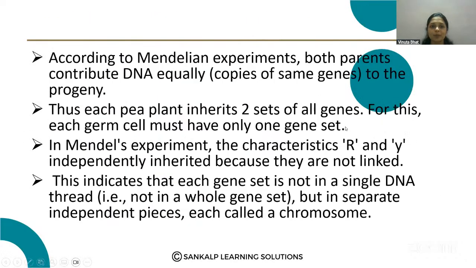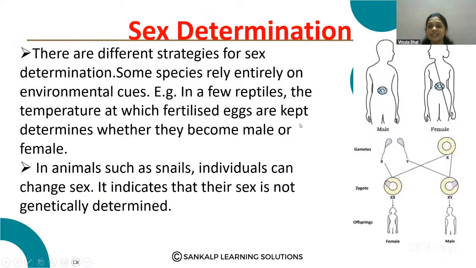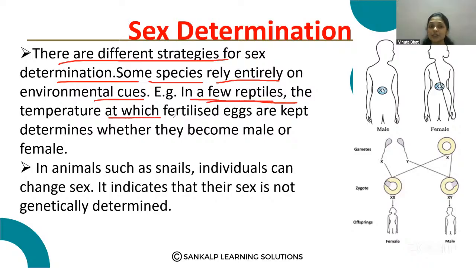So the next topic is about sex determination. There are different strategies for sex determination. Some species rely entirely on environmental cues, meaning sex is determined by the environment. For example, in a few reptiles, the temperature at which fertilized eggs are kept determines whether they become male or female.